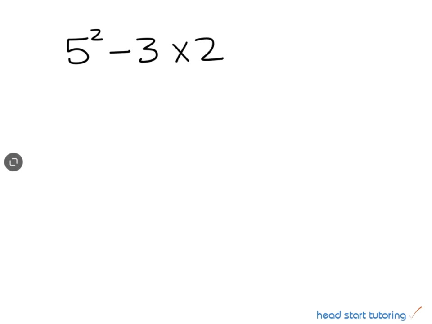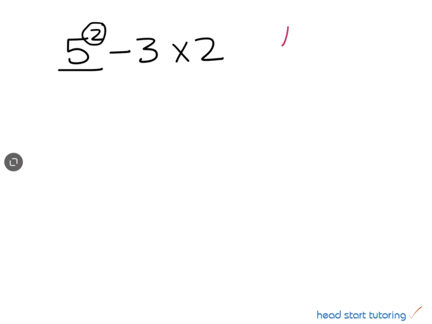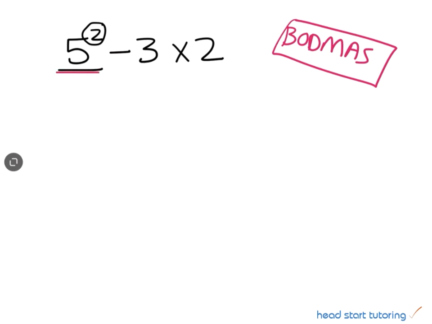Okay, in this next example, we have got a number to the power of 2. So we've got 5 to the power of 2. Let's just put our BODMAS in to remind ourselves. We've got 5 to the power of 2. Now, any number to the power of 2 or any number to the power of anything cannot be separated from that power. So even before brackets, you do your indices and you do your powers.